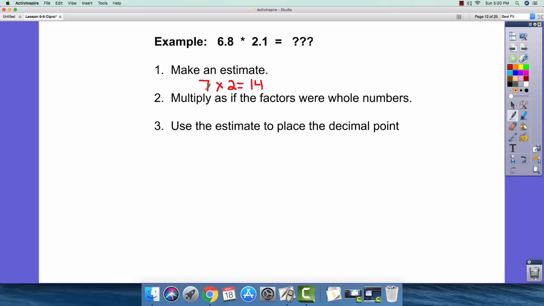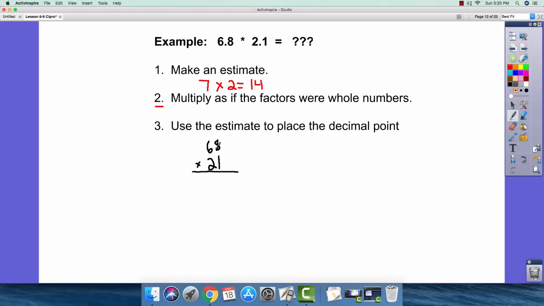All right, now that you have your estimate, our second step is we're going to multiply as if the factors were whole numbers. So 6 8/10, I'm just going to ignore the decimal point and keep all of the digits in that number and make that 68 times 2 1/10. I'm going to ignore the decimal point and make that 21. So I'm going to do 68 times 21. Pause the video and set up your multiplication problem just like that.